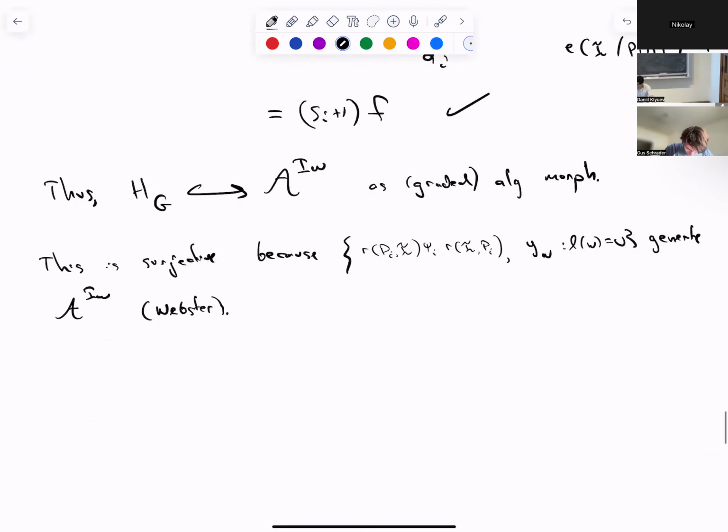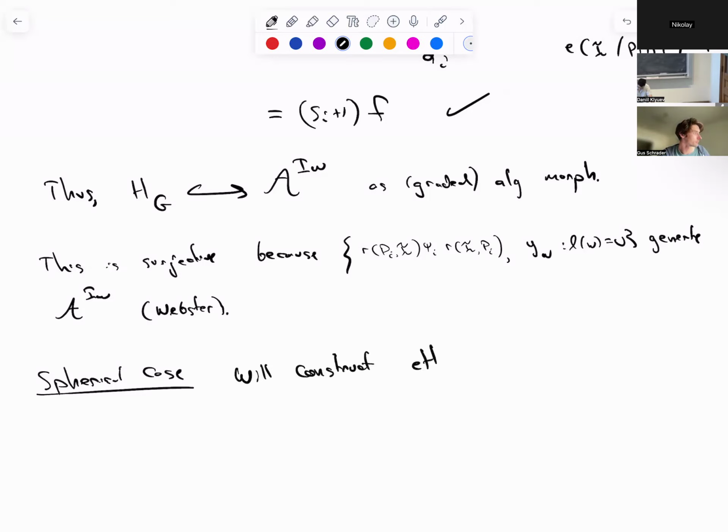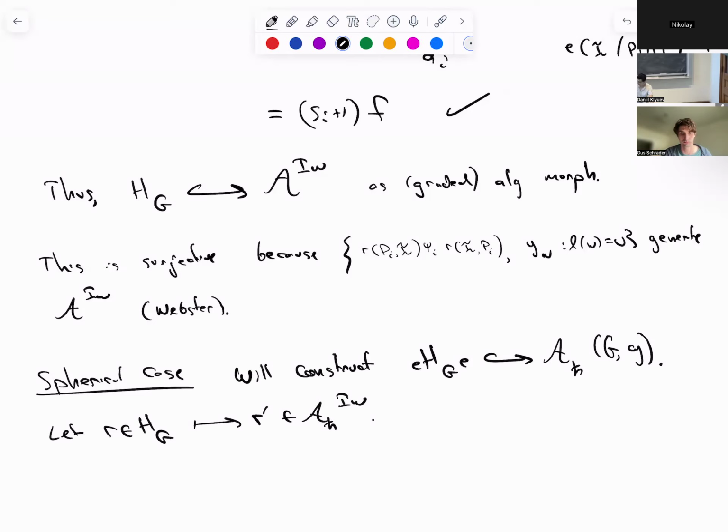Let's discuss the spherical case. So this will be done, and hopefully it's a familiar strategy. Again, we're going to construct an embedding of algebras as follows. So let R inside HG map to R prime inside the Iwahori algebra. And I'm going to spell this map out explicitly.